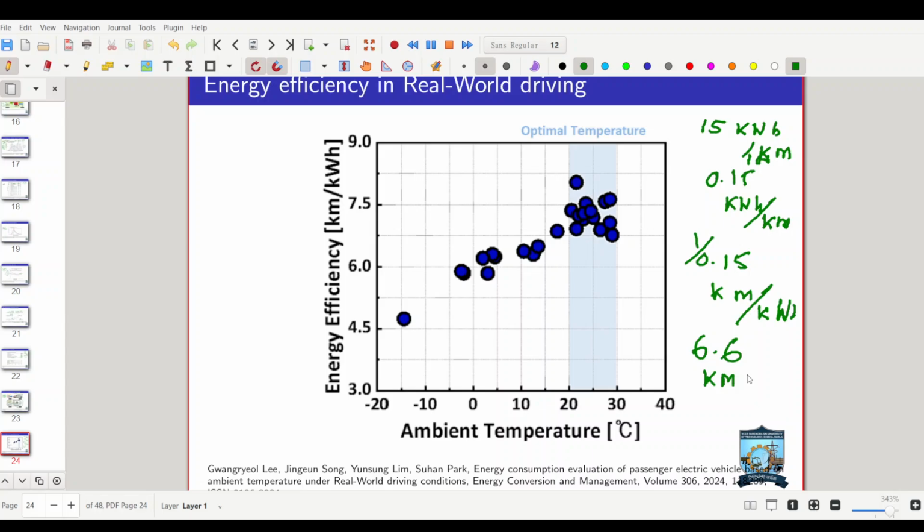So here also, as you see, the energy efficiency in kilometer per kilowatt hour comes around various values starting from 4.5 up to around 8. And when the ambient temperature rises, the efficiency in this case has increased, and this seems to be the optimal temperature of operation. If it is too cold, the efficiency is very low. That has been found in this research.